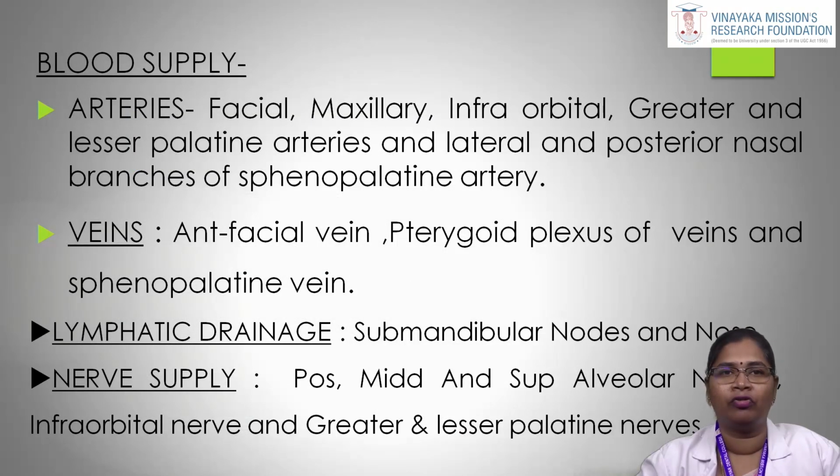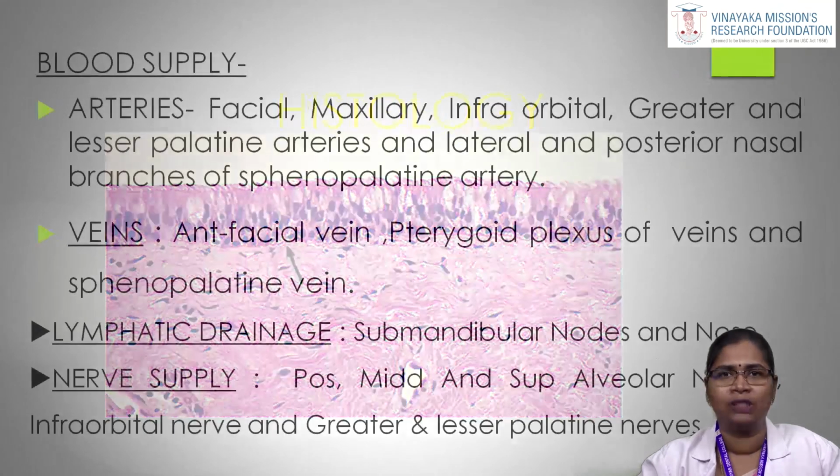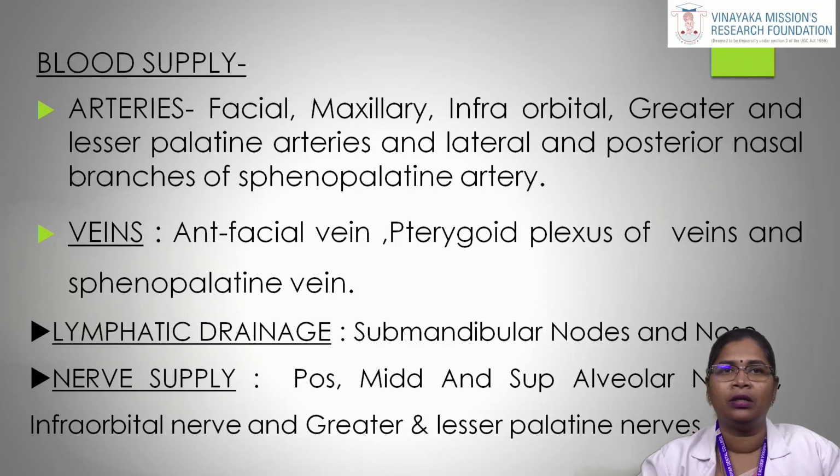Coming to the blood supply and innervation of maxillary sinus, it is supplied by the facial, maxillary, infraorbital, greater and lesser palatine arteries and the lateral and posterior nasal branches of sphenopalatine artery. The venous drainage system is made up of anterior facial vein, pterygoid plexus of veins, and sphenopalatine vein. The lymphatic drainage is through the submandibular nodes and nose. The posterior, middle and superior alveolar nerve, infraorbital nerve and the greater and lesser palatine nerves provide the sensory innervation to maxillary sinus.